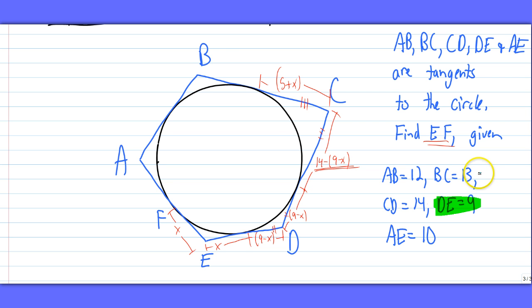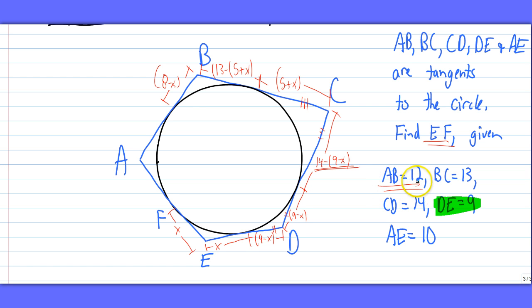BC equals 13, so we're going to take 13 minus this length to give us the next segment that we have. So from point B to this point of tangent C is 13 minus the quantity 5 plus X. Then if we simplify that, that comes out to 8 minus X. It's also going to be the length of this segment. So just keep walking around and getting all these congruent segments.